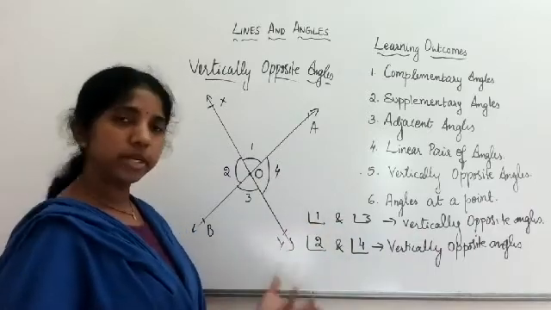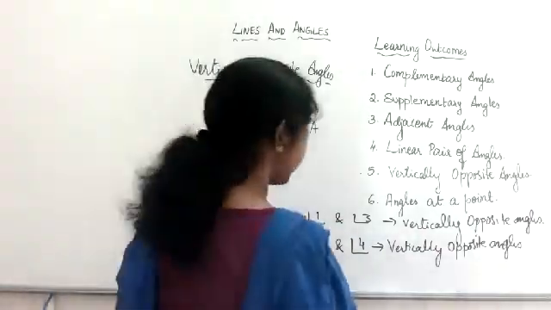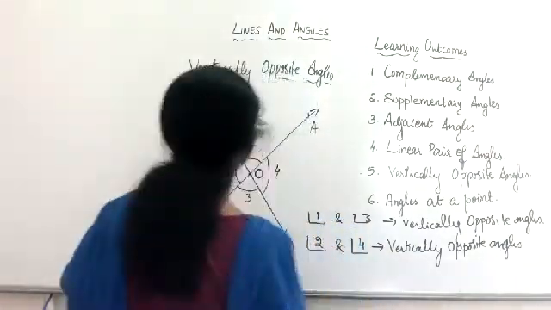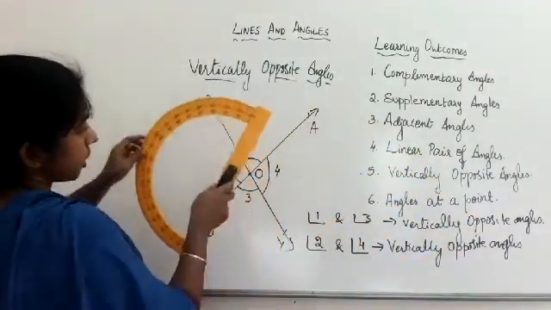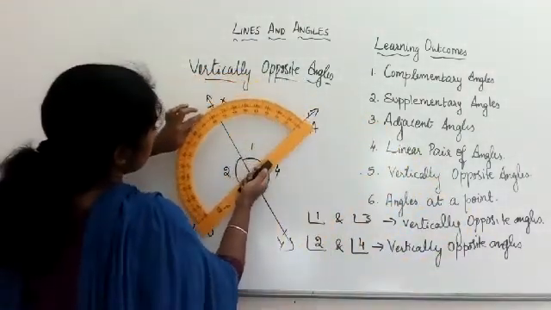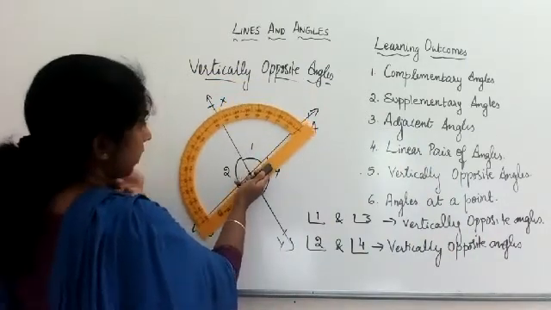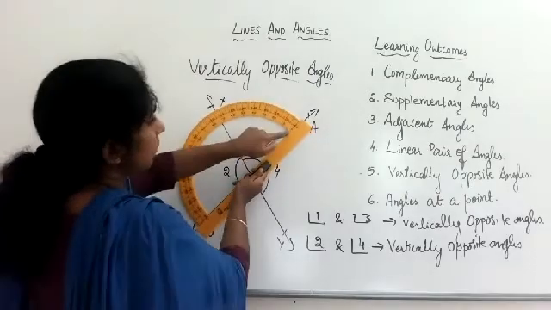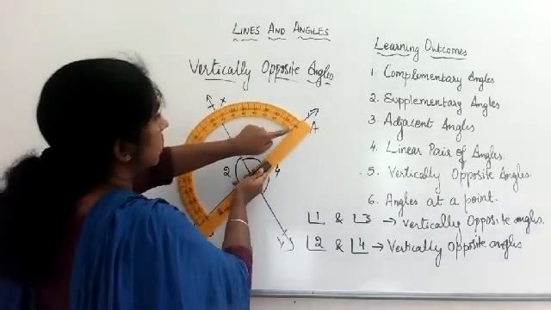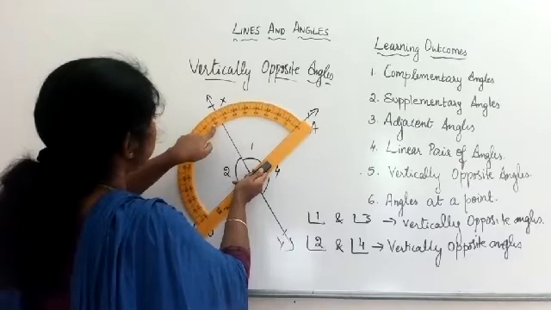What will be the measure of these two? Vertically opposite angles. Let me measure angle 1. So I have to click here. I want to measure angle 1. From which side do I need to measure? I need to measure from the right side 0. So 0, 10, 20, it reaches up to 75.